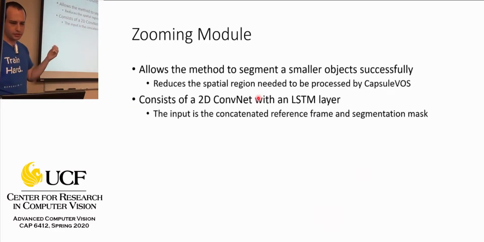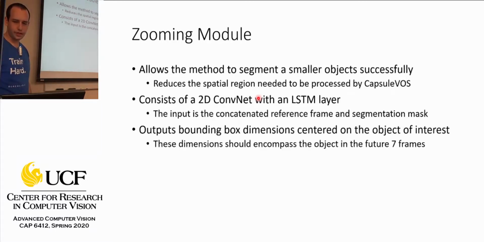Basically the zooming module is a set of 2D convolutions followed by an LSTM layer, which allows us to remember the object when it leaves the frame, and it outputs the bounding box coordinates. I'll go over the objective function used to train this, but basically the zooming module has to not only zoom in on the object in the first frame, but it has to predict where the object will move in future frames, so it doesn't cut it off. Let's say after frame 6, it might move out of the bounding box. So it has to predict some larger area which the object may move to.